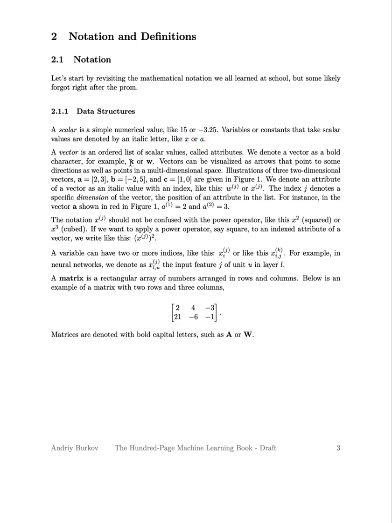A vector is an ordered list of numerical or scalar values, and each scalar value in a vector is called an attribute. Any vector in this book will be denoted by a bold font, like when you write the alphabet. So for example, we have a vector a here, which has the attributes 2 and 3, b here, which has attributes minus 2 and 5, and c here, which has attributes 1 and 0.